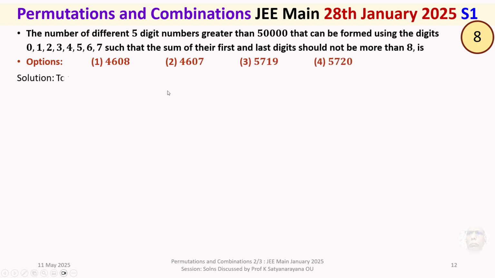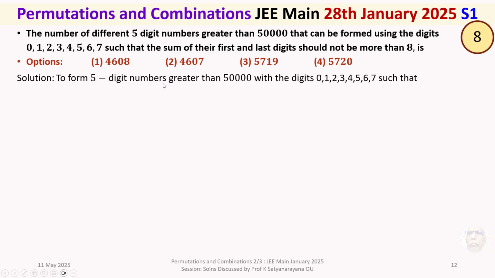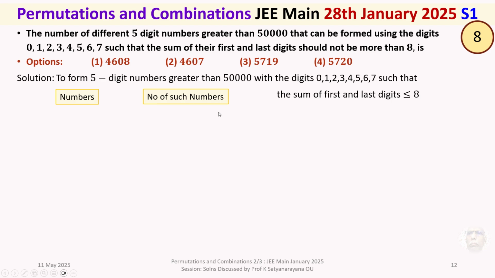Let's now discuss the solution of the problem in detail. We want to form 5-digit numbers greater than 50,000 with the digits 0, 1, 2, 3, 4, 5, 6, 7. They are 8 in number, such that the sum of the first and last digit is not more than 8. The sum of the first and last digits is less than or equal to 8. So let us enumerate all of them.